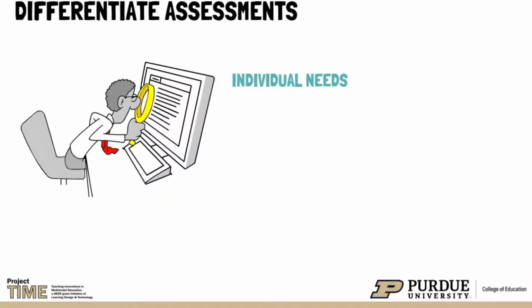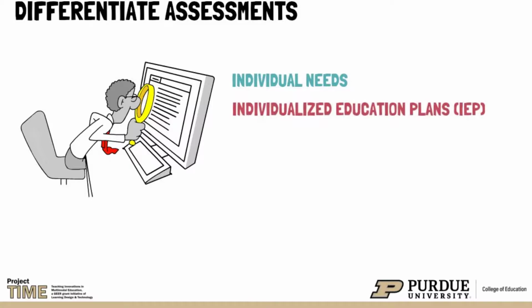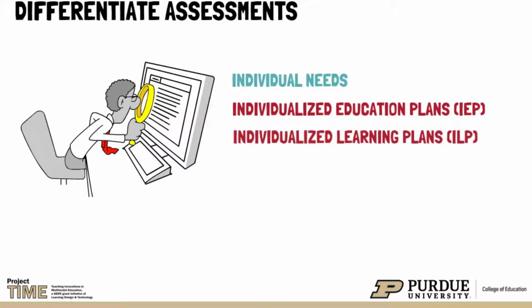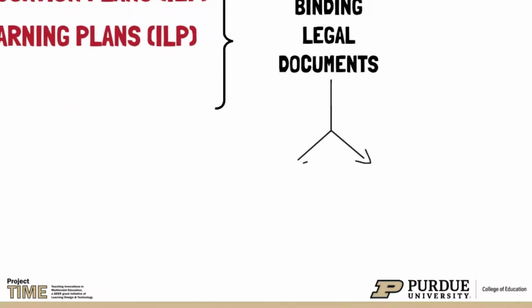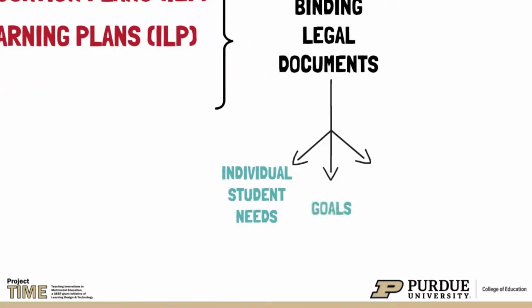These needs and associated learning goals are outlined in the student's Individualized Education Plans, or IEPs, Individualized Learning Plans, or ILPs, and 504 plans. These plans are binding legal documents that disclose individual student needs, goals, and required accommodations or modifications.